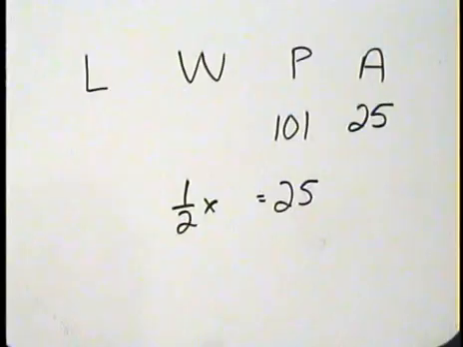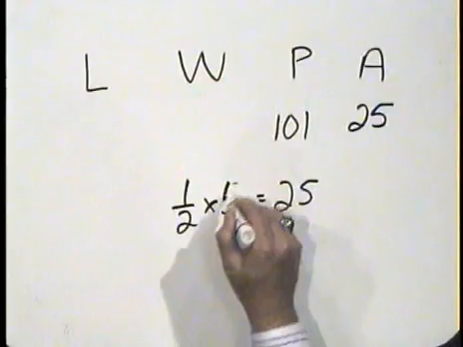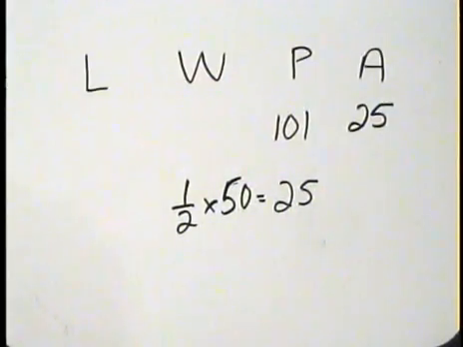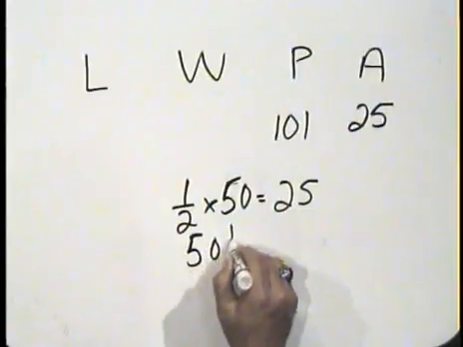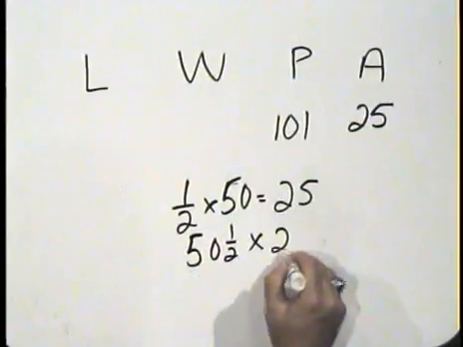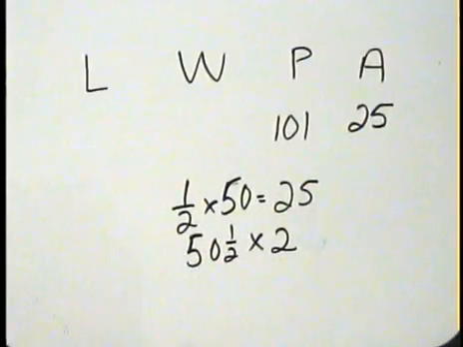Now, people will say it's a half of 25. No, it's not. A half times what? Obviously, multiplying by a half will make it smaller, so we need a number that's twice as big as 25. A half of 50 is 25. And notice that a half plus 50 is 50 and 1/2. And when I multiply that by 2 to get the perimeter, I get 101.